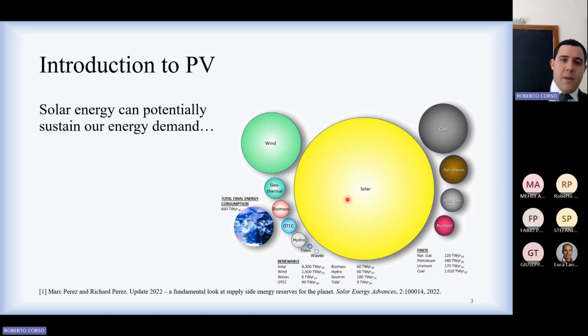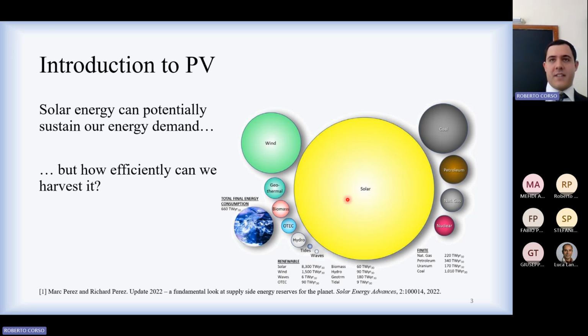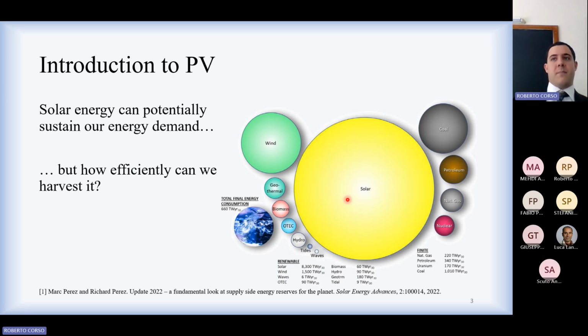So, the main point here is that the more efficient a system is, the less space, the fewer modules, the less material will be required to achieve a significant amount of renewable energy production. So the main point of the presentation is to increase the efficiency of photovoltaic systems.